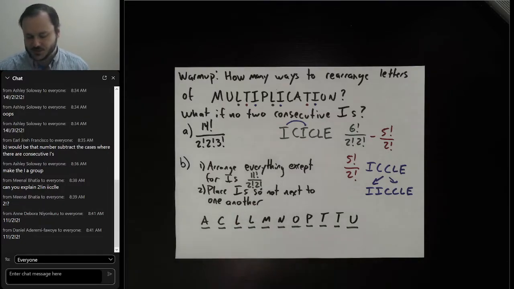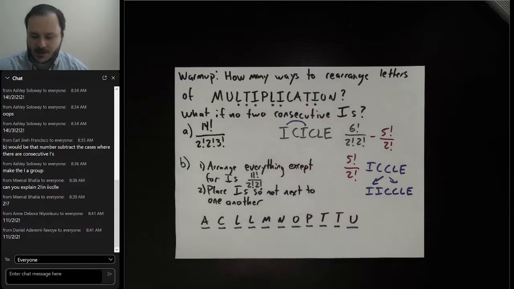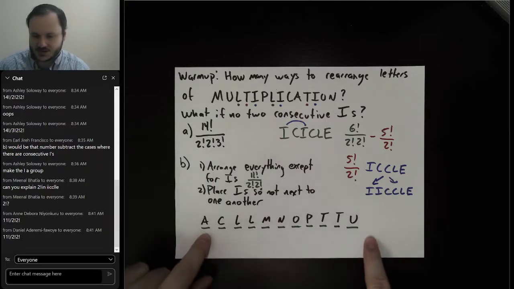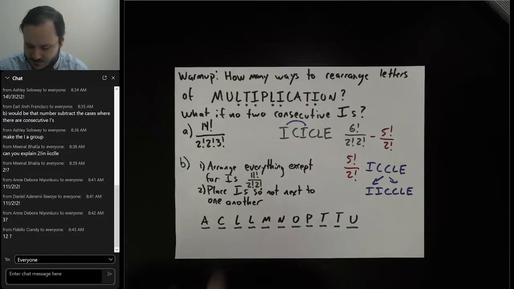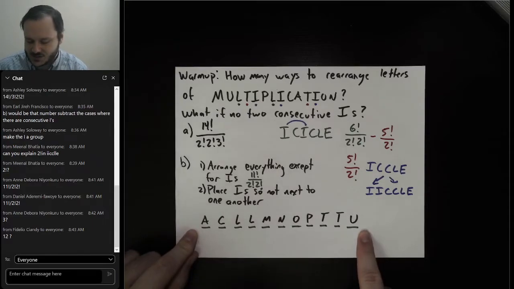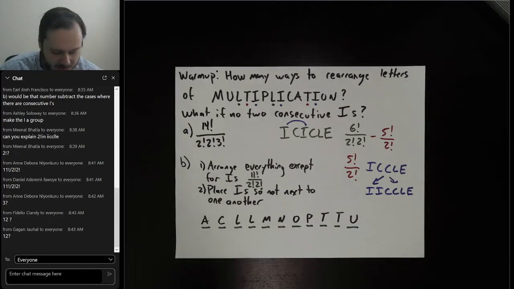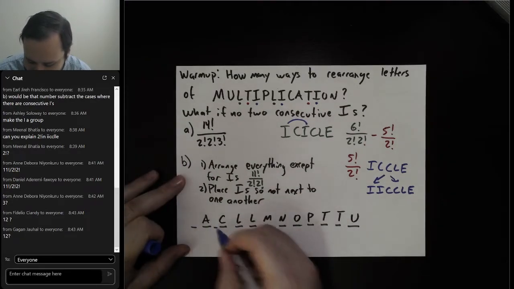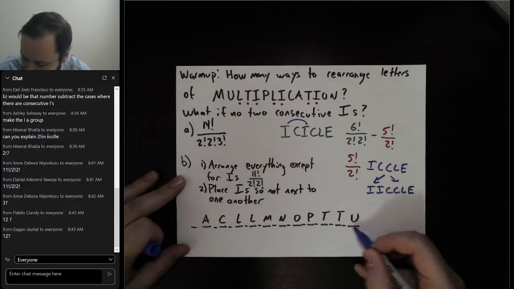Now I want to do step 2. I want to place my I's down. How many places do I have to put an I? 11 letters here. How many different places in this list of letters is there to plop down an I? Yeah, really good. We've got 12 different options. 1, 2, 3, 4, 5, 6, 7, 8, 9, 10, 11, 12.